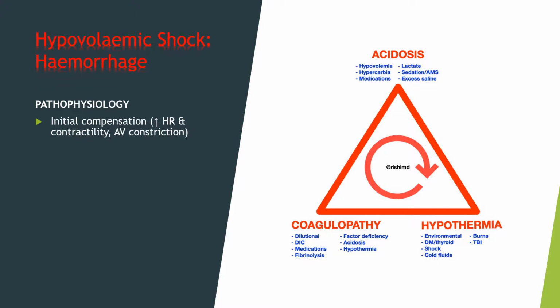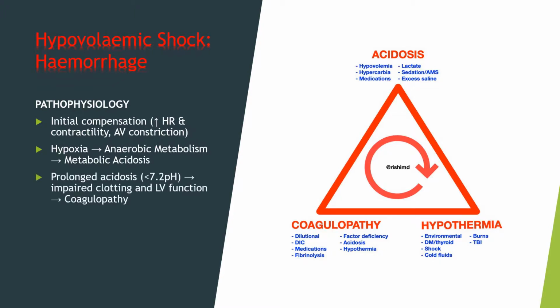But as bleeding continues, we start to develop tissue hypoxia, and hypoxia, if it's sustained, will make cells turn to anaerobic metabolism for their energy source, and the result of sustained anaerobic metabolism is a metabolic acidosis. Now, a prolonged acidosis of less than 7.2, which is a reasonable derangement considering the body likes a narrow range between 7.35 and 7.45 for the pH, can result in impaired clotting and left ventricular dysfunction as well.